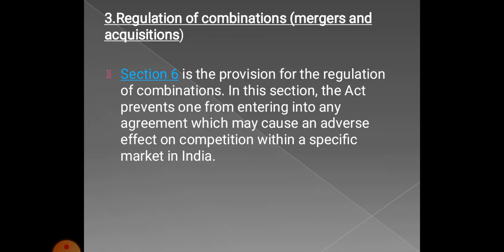And finally you have regulation of combinations, that is mergers and acquisitions, which I explained clearly when I discussed the mergers and acquisitions point. Sorry, not objectives, it is the characteristics or features of the Competition Act, under which I explained mergers and acquisitions clearly. Those two existing companies who are going to merge together, it should be in a healthy manner. You can't dominate one and merge. They should merge together in order to expand the activities of the business, not to curb another competitor in the market.